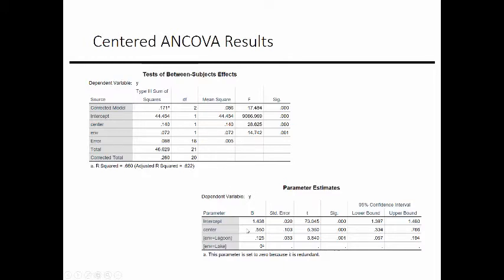If I come down and look at my parameter estimates, it becomes even more clear that the effect of the covariate is still 0.55, even though it's a centered covariate. And the effect of lagoon is still 0.125, but now my intercept has changed. My intercept now is 1.438, which happens to be the estimated mean response, if you will, for a fish in a lake environment at a covariate value equal to the mean.